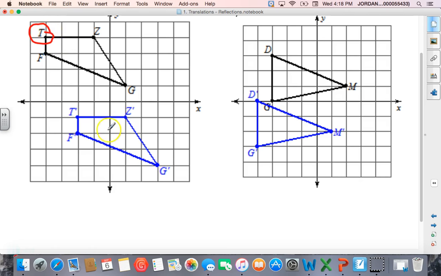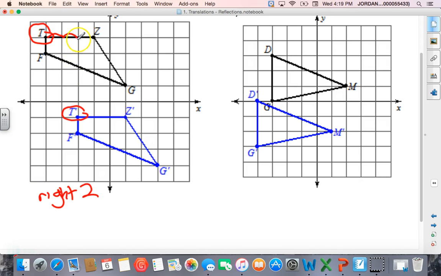So if we just look at the point T and T prime, right, we want to see how the shape changed to change T into T prime. Right, so it looks like it moved 1, right, 2 spots to the right. Okay, so let's say it went right 2.